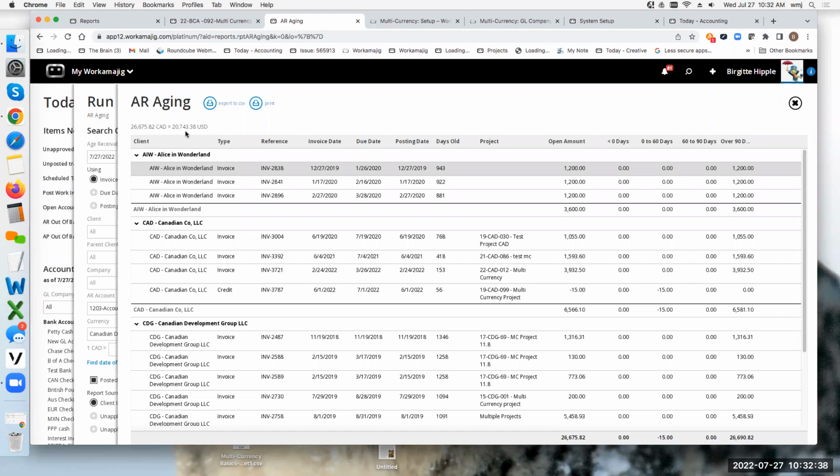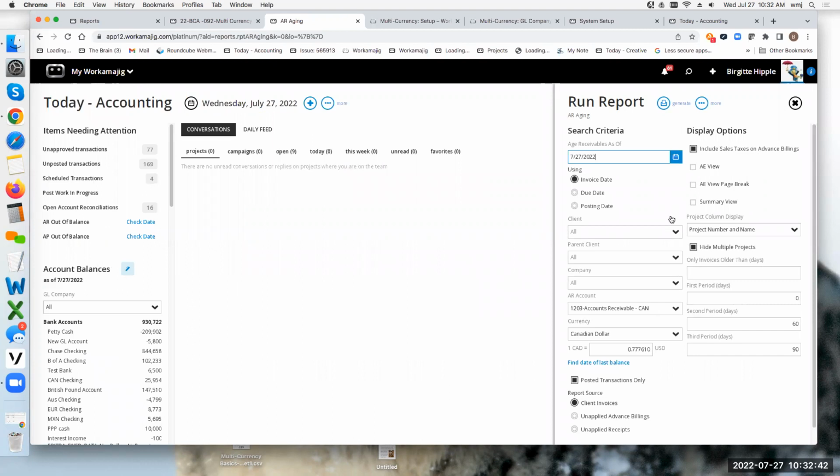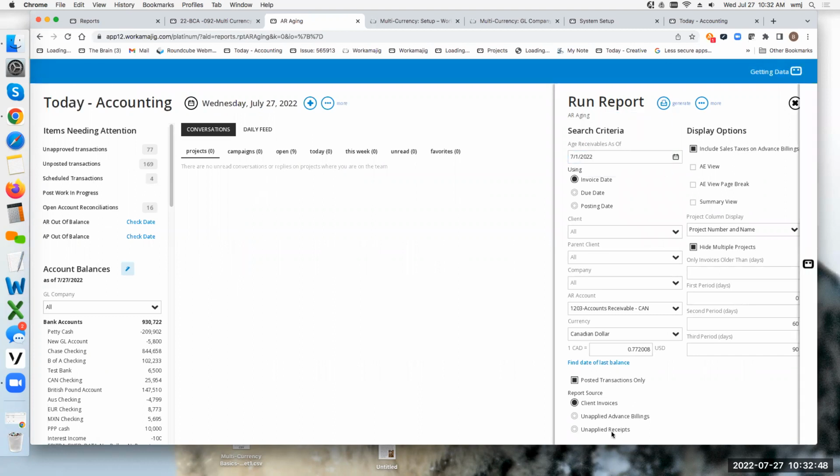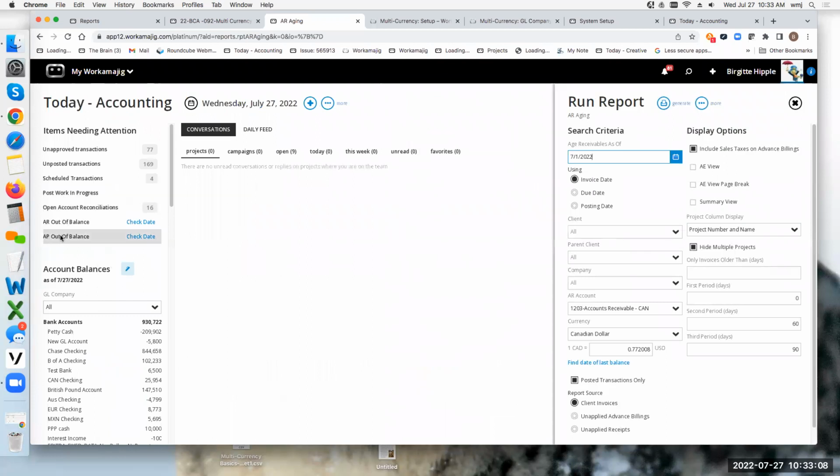20,743 in US dollars. So once again, if I run this report for a different date and I come back to July 1, the currency rate changes and the value I generate on the screen is also going to change, because you're looking as of a specific date. I'm going to grab the currency rate for that date, and I'm going to tell you what the value is if all of these were paid in one day. Okay. Same thing happens with the AP aging.